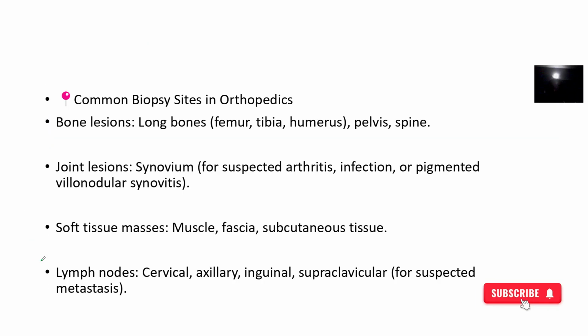Okay. So common biopsy sites in orthopedics are the long bones, such as the femur, the tibia, and the humerus. It could also be in the joints, in the synovium. You may want to take it in soft tissues. You may also want to take it in lymph nodes to assess whether things are spreading around and all of that.